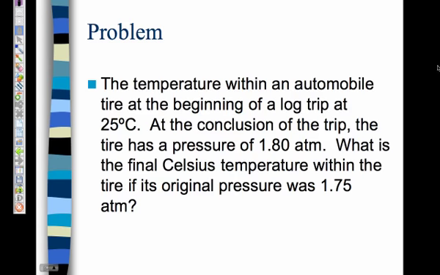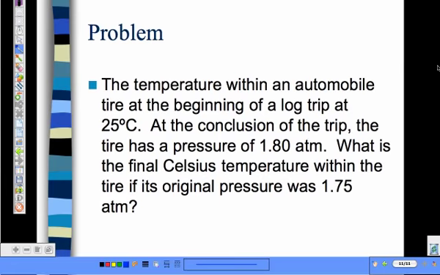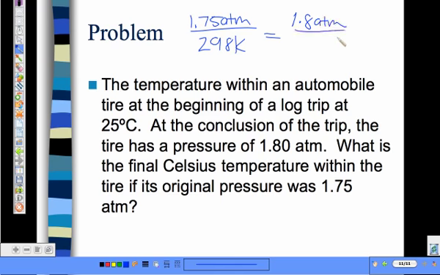Temperature within an automobile tire at the beginning of a long trip is 25 degrees Celsius. At the conclusion of the trip, the tire has a pressure of 1.8 atm. What's the final Celsius temperature within the tire if the original pressure was 1.75 atm? So what's our initial P1? And what's our initial temperature? And the second pressure? And we're looking for T2, right?